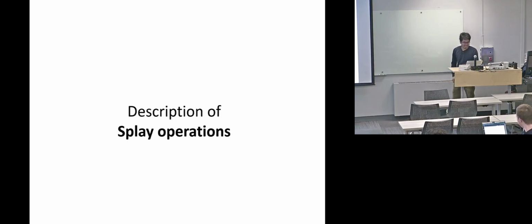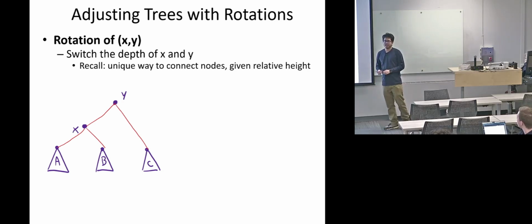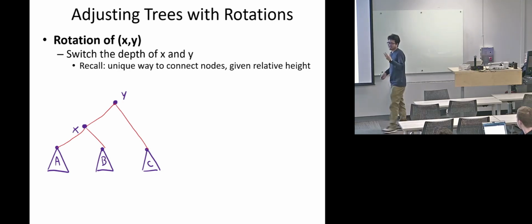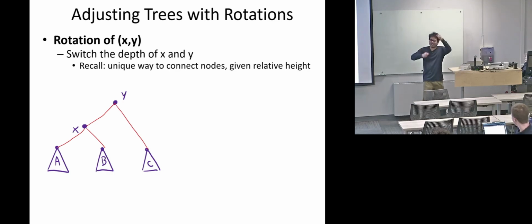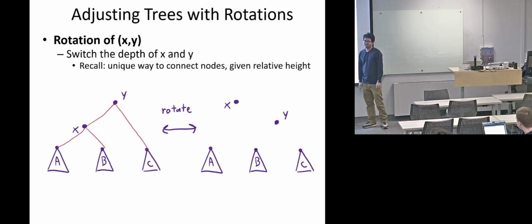Okay. So the first thing about Splay that you need to know is rotation. You know rotation. But I want to tell you that rotation, with the view that I just told you, that a binary search tree is really just a bunch of points on a plane, is actually quite simple. To rotate between x and y just means that you switch the heights of x and y. You switch the height. And then just connect them in the unique way that you need to connect.